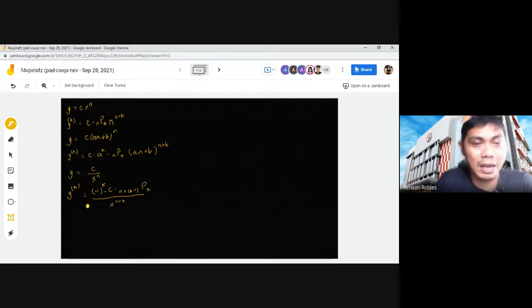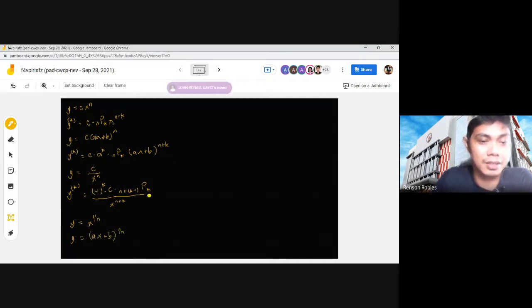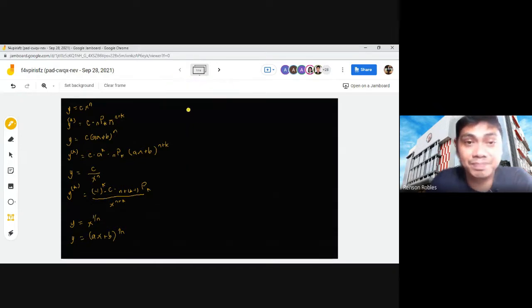So what will happen if you were given the function y equals x raised to 1 over n? Or we can extend also this technique into y equals (ax plus b) raised to 1 over n. So we first generate this: y equals x raised to 1 over n.